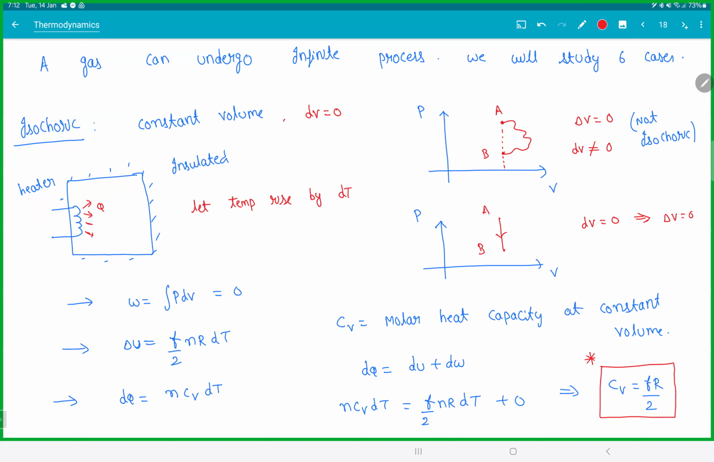But this is how you find it for each process. We'll do the same thing for isobaric, isothermal, adiabatic, and so on. Have a look at this page, what we did. You need to find work done, you need to find delta U, you need to find dQ, and you need to find the heat capacity. You need to find these 4 for each process. So in isochoric work is 0, delta U is this, dQ is this. In the end, we'll make a table. But have a look at this page. Clear with this, everyone?